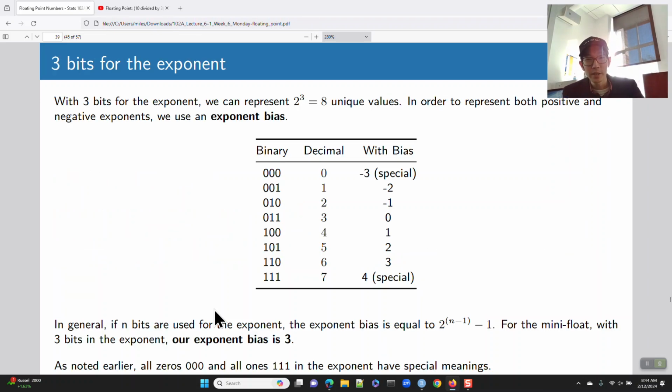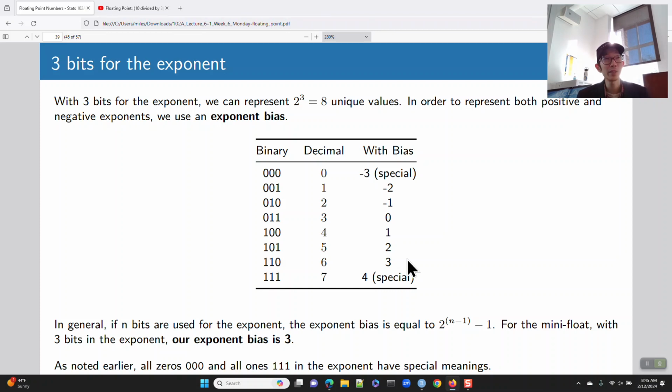All right, let's talk about the 3 bits for the exponent. With 3 bits, you can have 8 unique values. You can go from all zeros to all ones, basically 0 through 7. And so what we need to do is reserve the all 0 case for something special, and reserve the all 1 case for something special as well. So that leaves us with 6 unique values, basically going from 1 through 6.